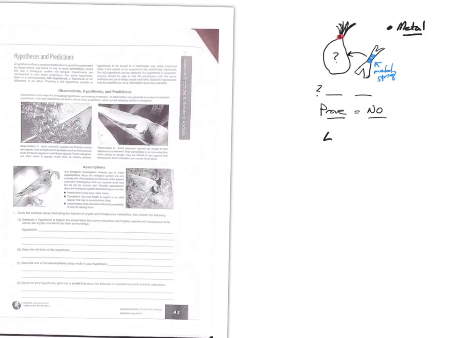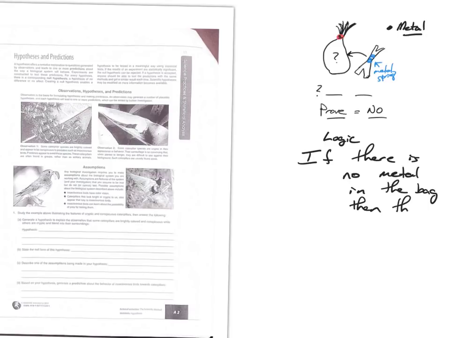We call that logic. Remember the if-then: if there is no metal in the bag, then there is no clothespin. The if-then statement is a great hypothesis because it's testable. So I tested it. There's no metal in the bag. Is there a clothespin? No.